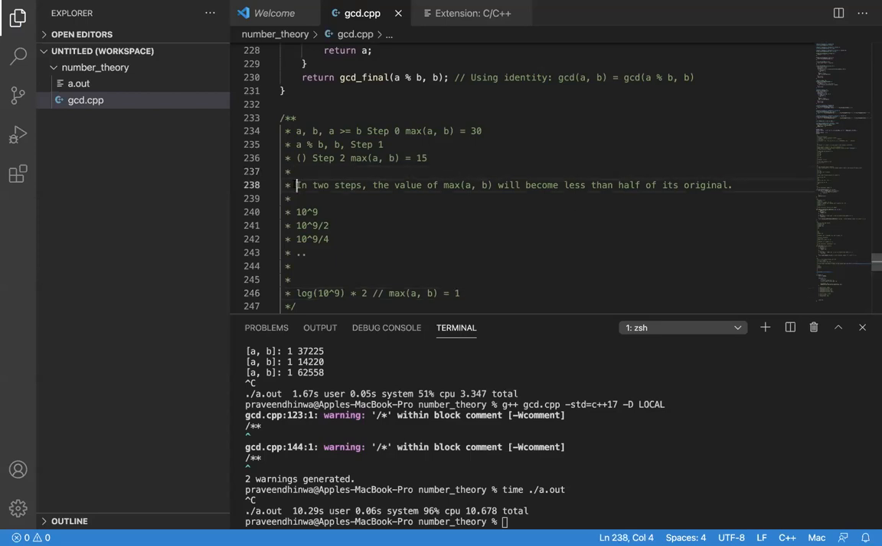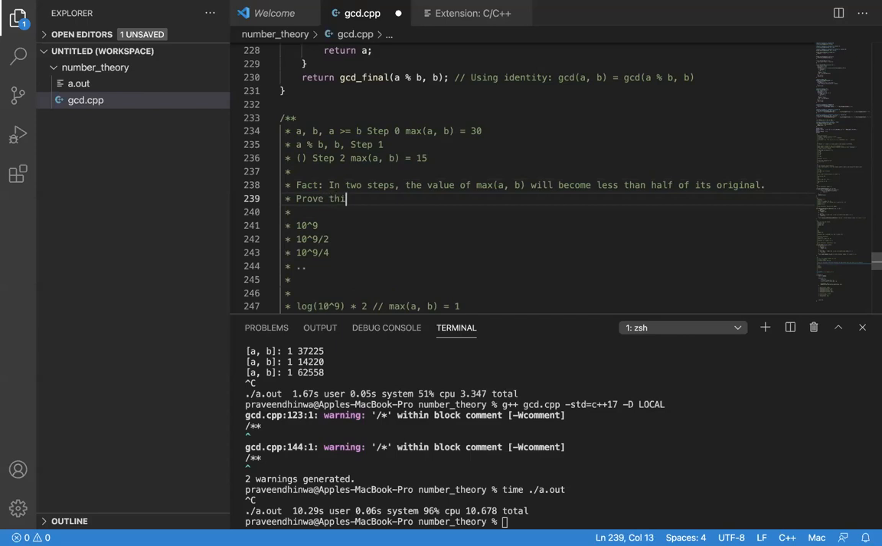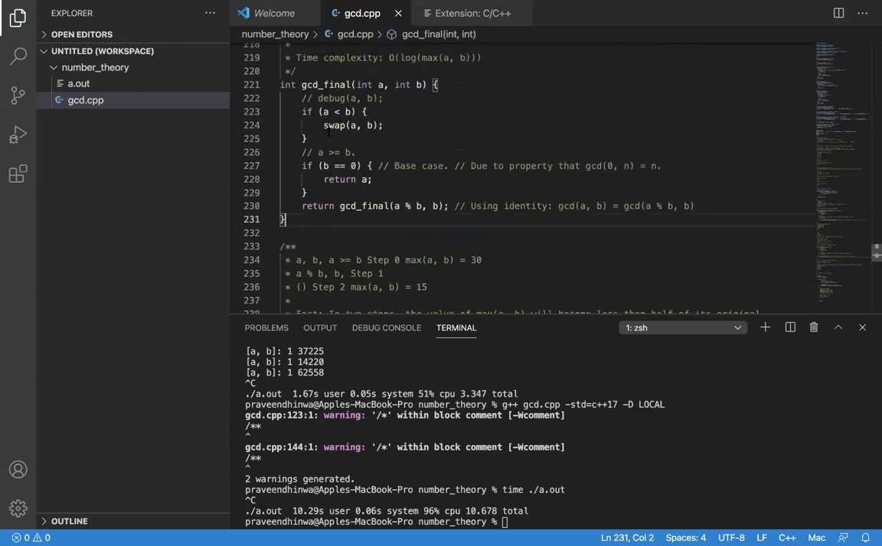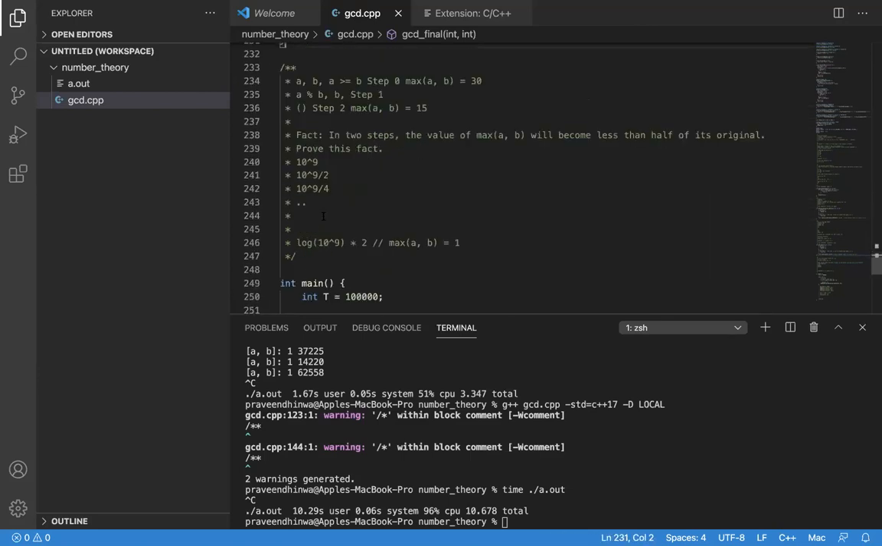So this fact, you can prove this fact. It's not that complicated. It's kind of not that hard. But as of now, you can just remember the fact that you can write the GCD program in this way, and this modulo operator is important and other things are important. So this is about GCD.